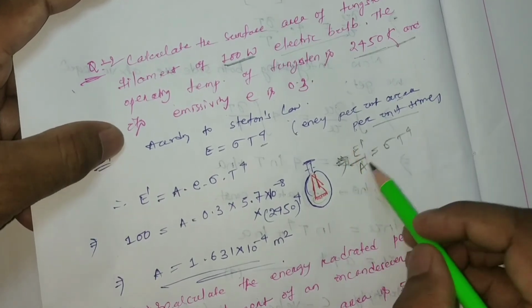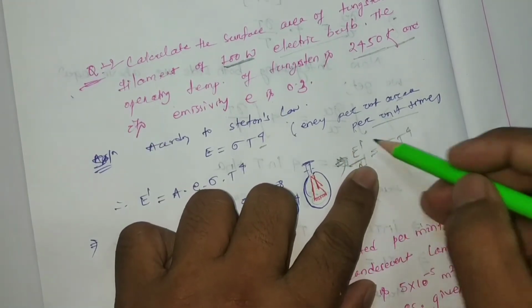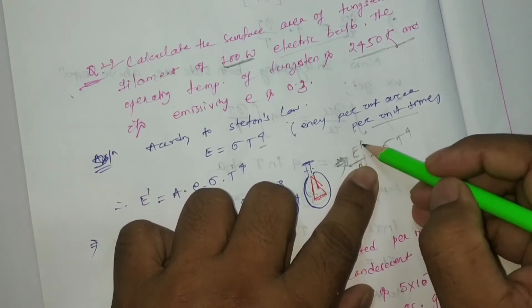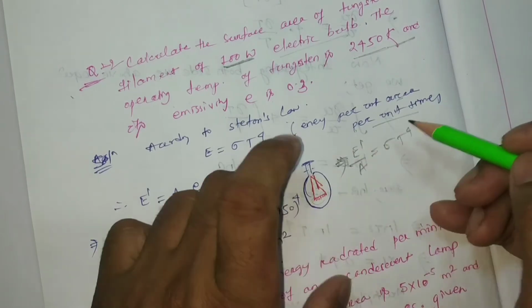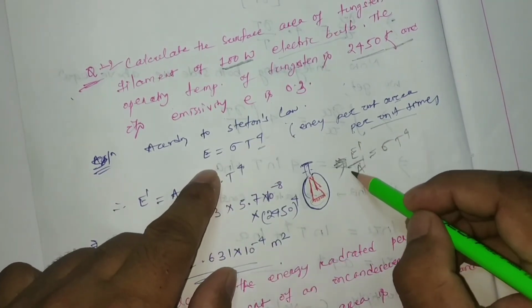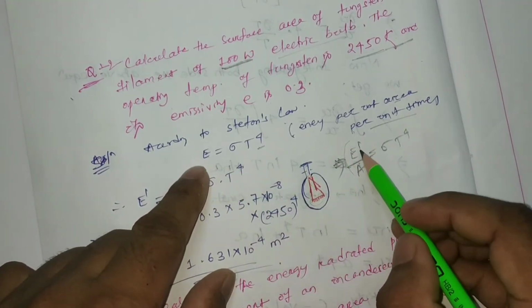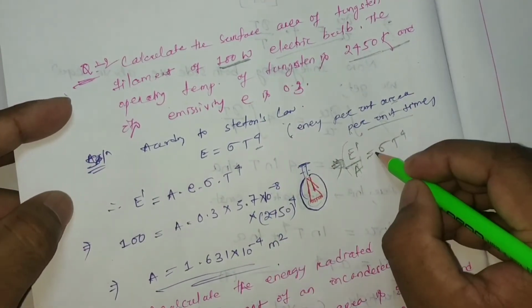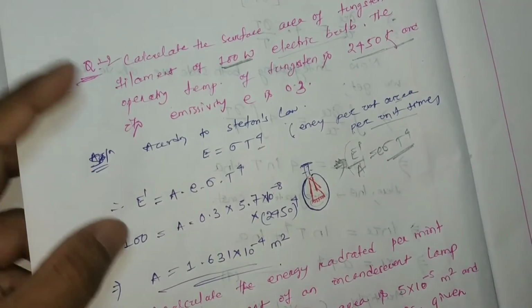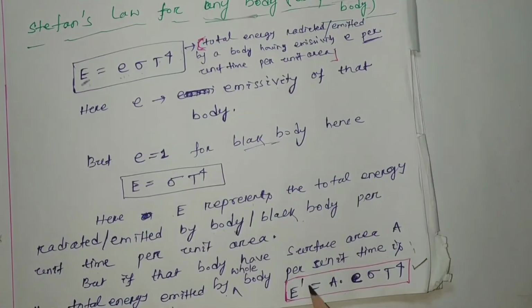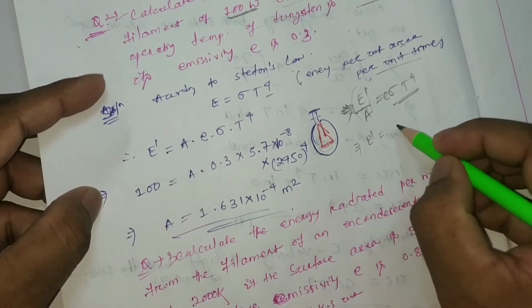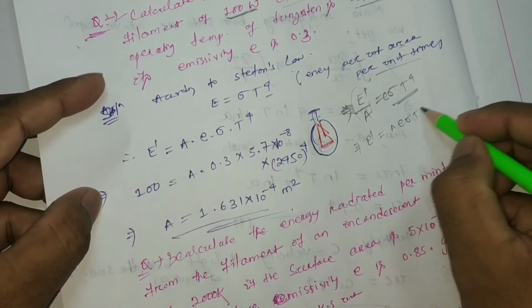E dash is nothing but the amount of energy radiated per second having the area A. If we consider per unit area, then e is nothing but E dash by A. So E dash by A will be, for any body, e sigma T to the 4, from the equation we have studied. That implies E dash will be equal to A e sigma T to the 4, whatever I have written here.